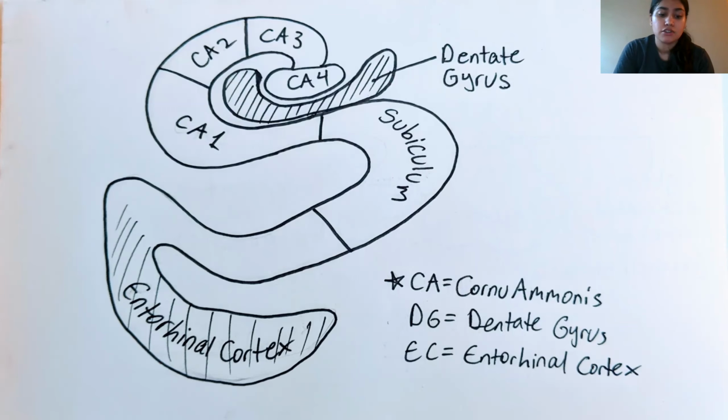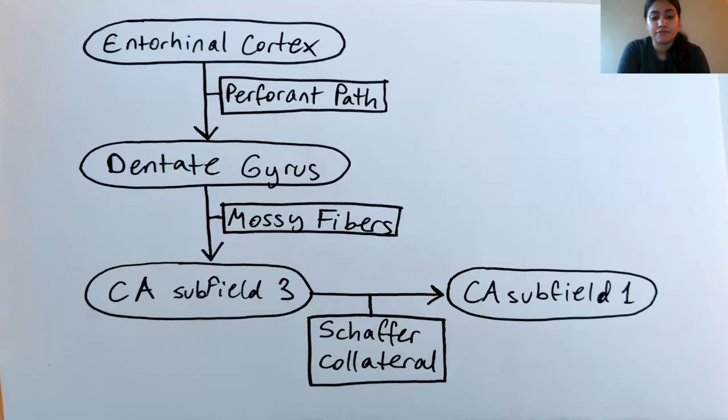Okay, so there are specific names for the different axon projections between various parts of the hippocampus and entorhinal cortex. The projections from entorhinal cortex to dentate gyrus are called the perforant path, and the projections from dentate gyrus to the cornu-ammonis subfield 3, CA3, are called mossy fibers. And then the projections from CA3 to cornu-ammonis subfield 1, or CA1, are called Schaffer collaterals.